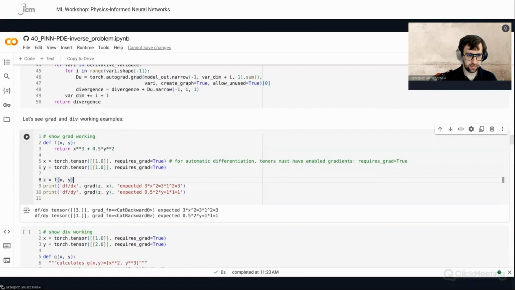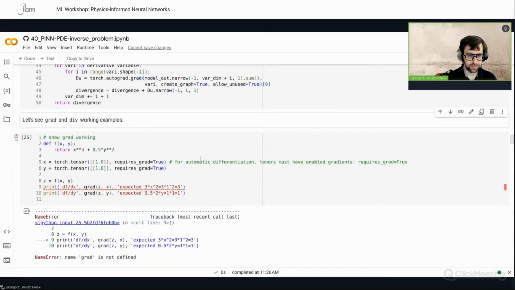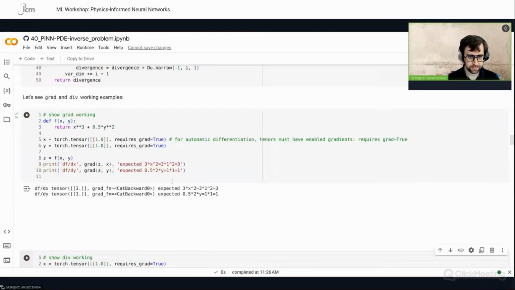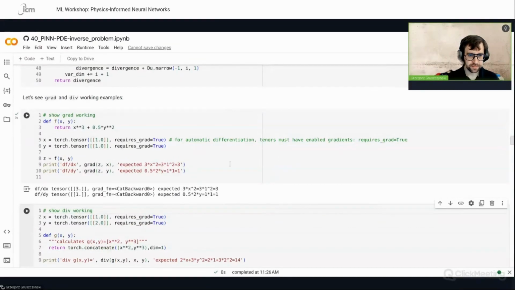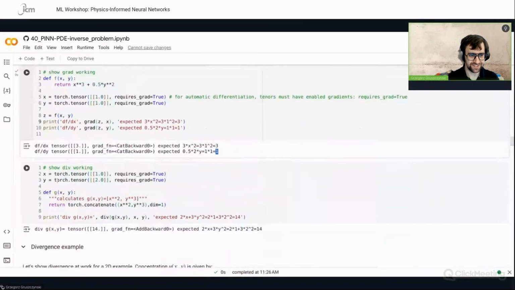So the derivative with respect to x is 3 times x squared. So this is 3 times 1, and the result is 3. And the gradient with respect to y is 1/2 of 2y. So this is just y. And once I put 1 here, I will get the result, which is also 1. Okay, and this is the result, 3 and 1, and it agrees with the analytical expectation.